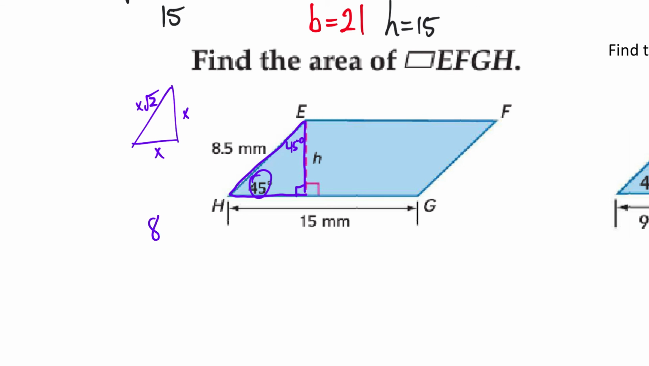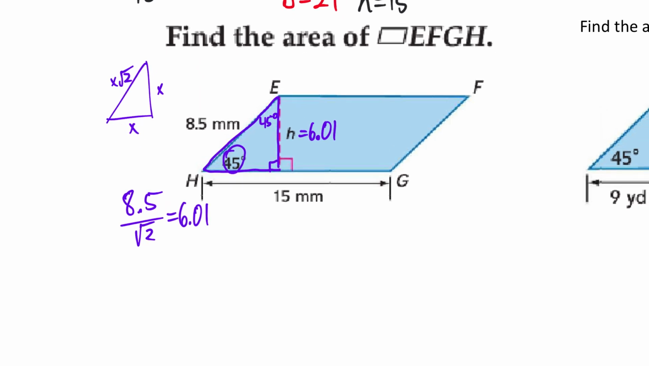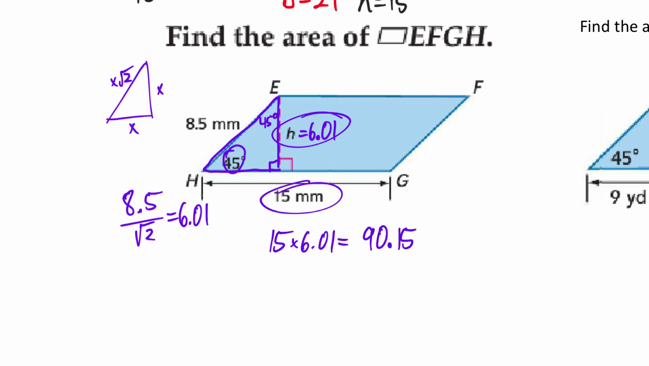So here's what I'm going to do: 8.5 divided by the square root of 2. And as a decimal, what is that? 8.5 divided by the square root of 2. 6.01. So that is the height. So to find the area, here's the base, here's the height. So I'm going to go 15 times 6.01, which is 90 point what? All right, square millimeters.